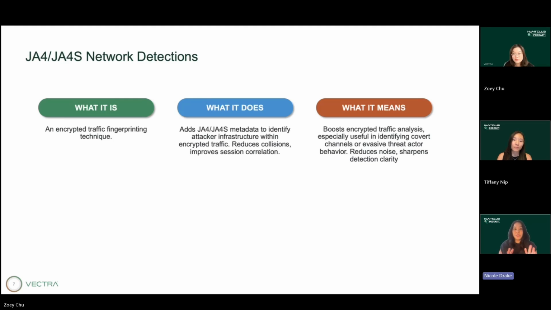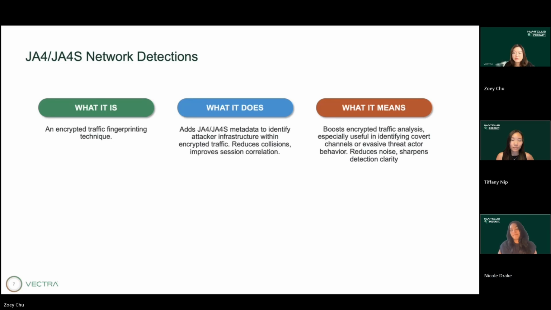It's like tagging suspicious vehicles on a busy highway, essentially, just for an analogy. But if you can't see inside, you still know which ones to watch. So these fingerprints reduce false matches or false positives, improve our correlation between different sessions, and make it easier to see the bigger picture of the entire attack. And, again, this boosts the power of our encrypted traffic analysis. It's especially valuable for uncovering more covert communication channels or spotting threat actors who are trying to stay hidden as well.